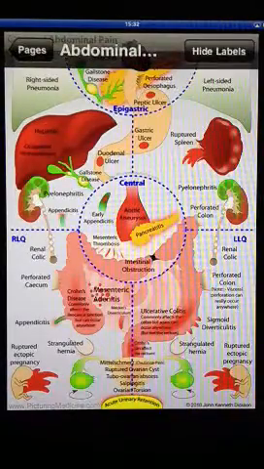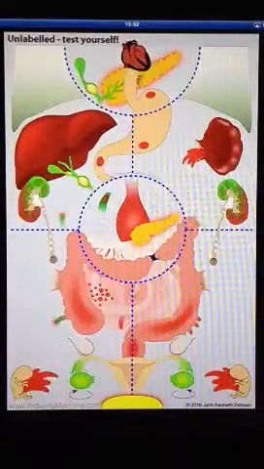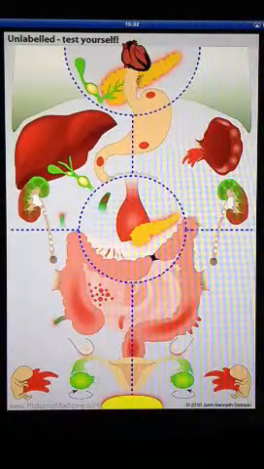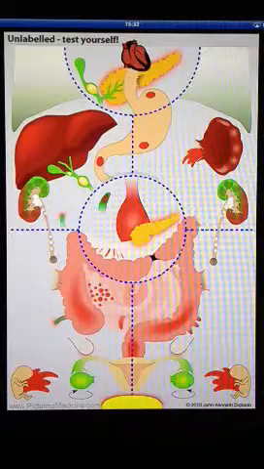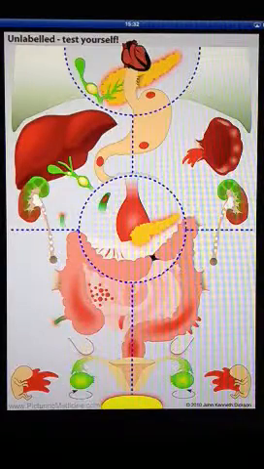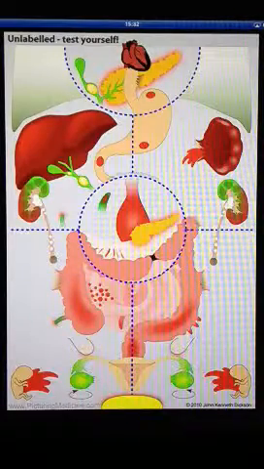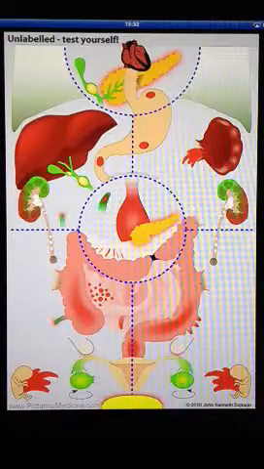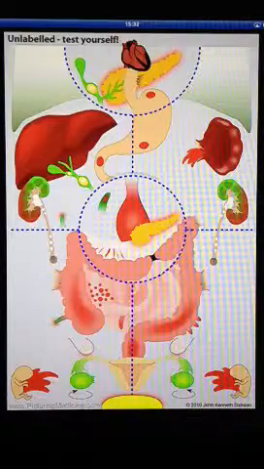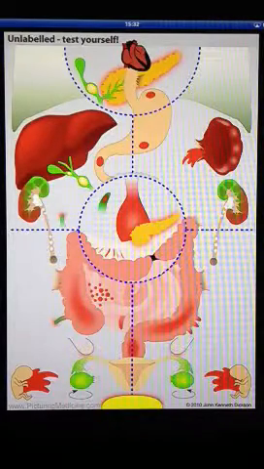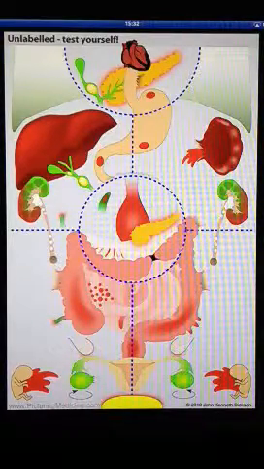Don't forget to hide the labels when using this diagram. By doing this, you can test yourself and maybe even test others as well. By removing the labels, the image itself becomes much more vivid and arguably much more memorable. Try it for yourself. See how you go.